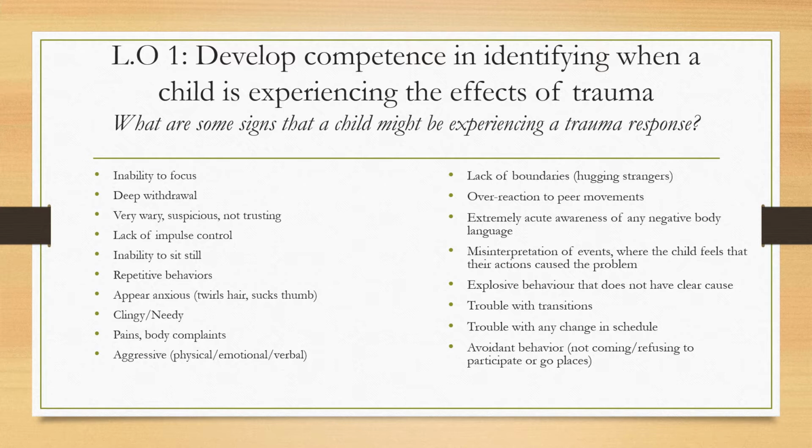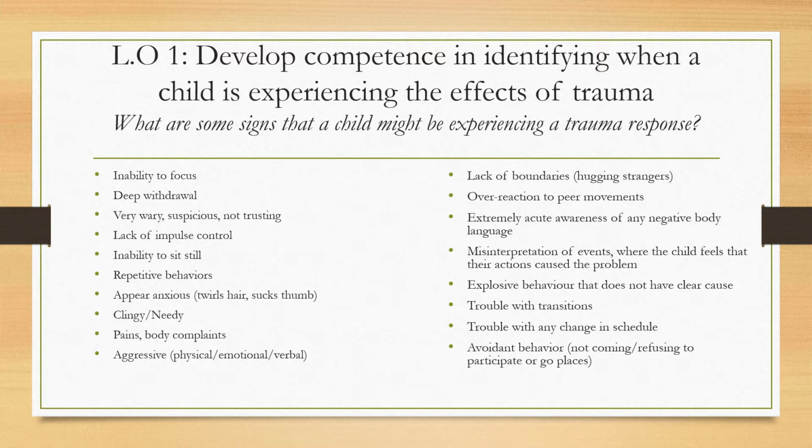Extremely acute awareness of any negative body language, so that hostile attribution bias. Misinterpretation of events, so where a child feels that their actions have caused the problem. We know that children are very egocentric, so they're very intuitive when they know something's going wrong, but they're not very good at identifying why. So they will attribute that they're the cause of the problem. Okay.